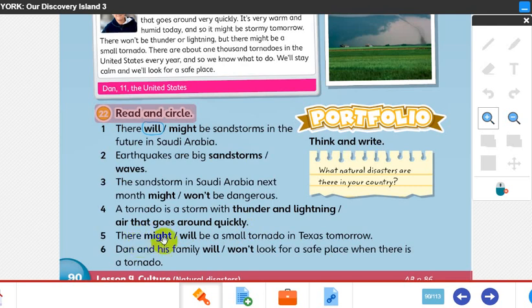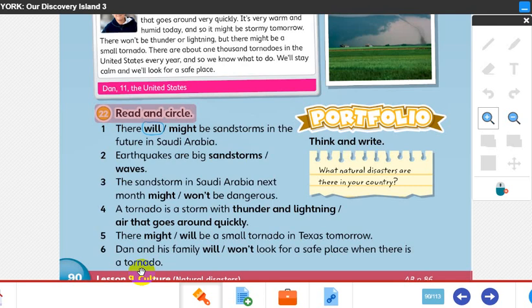Number 5, there might be or will be a small tornado in Texas tomorrow. If you can focus, if you can remember, there's a low possibility. So the answer is, that's very good. Might. There might be a small tornado in Texas tomorrow. And the last one, Dan and his family will look or won't look for a safe place when there is a tornado.